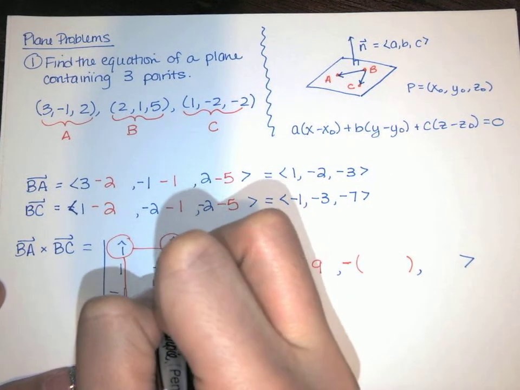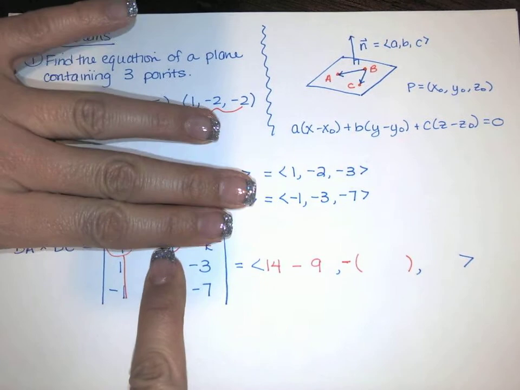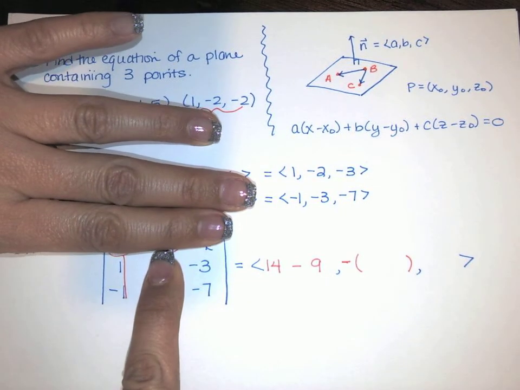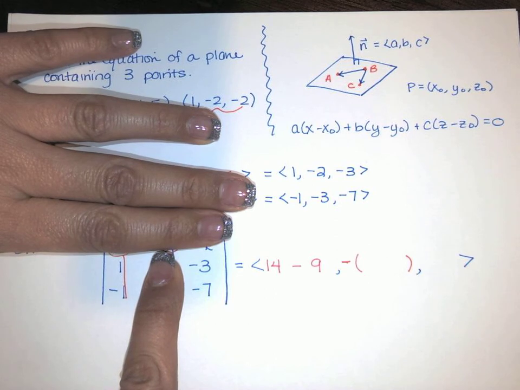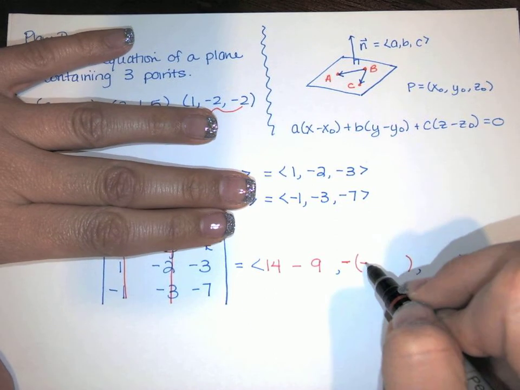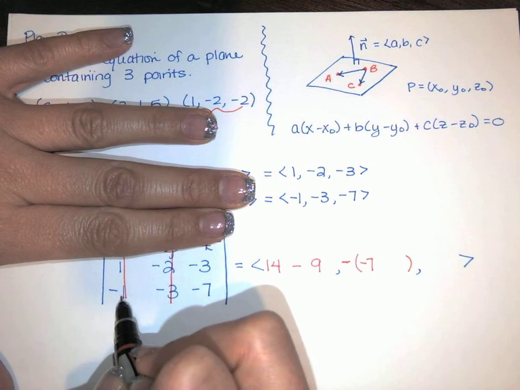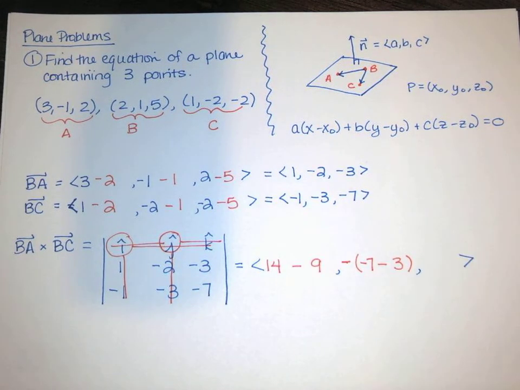We're going to cross out the row and column containing j hat, and we're going to look at that 2 by 2. So in the top row we've got 1, -3. In the bottom row we have a -1, -7. So we multiply 1 times -7 is -7. And multiply -1 times -3 is +3, and you're subtracting.